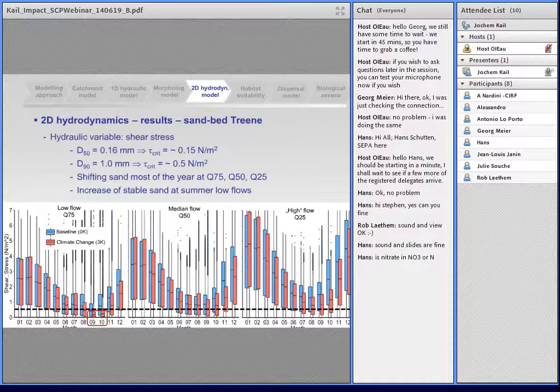And climate change will decrease discharge and therefore also decrease the area which has shifting sand. So this is more or less probably a positive effect for biota, because stable sand is a better habitat for invertebrates.